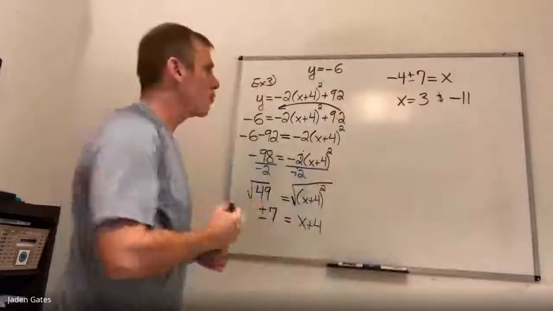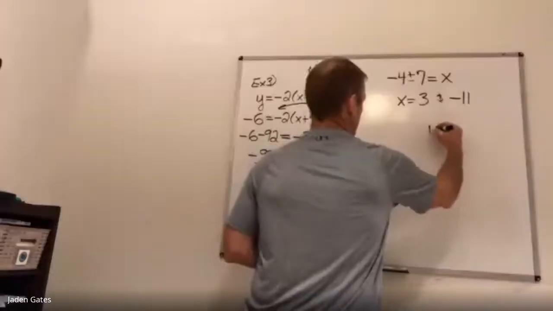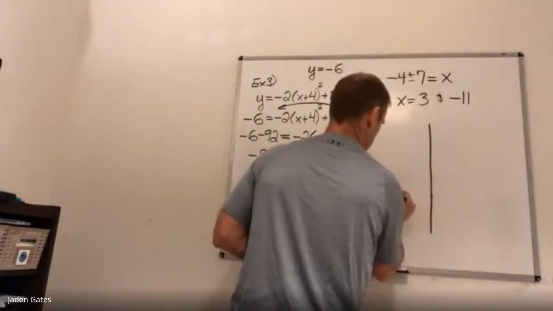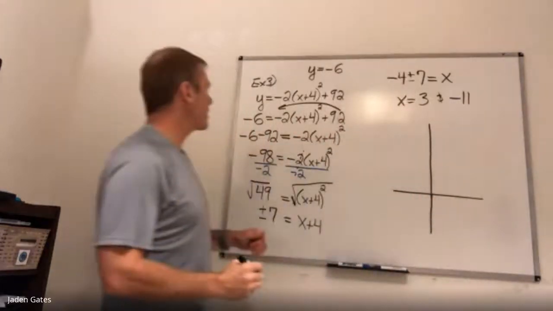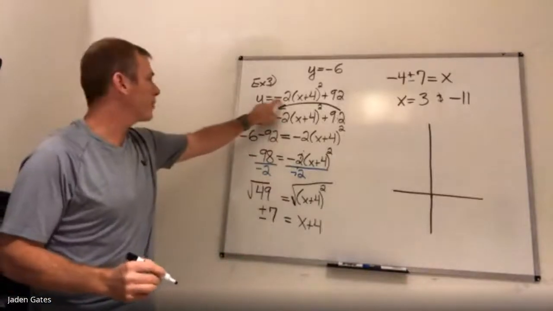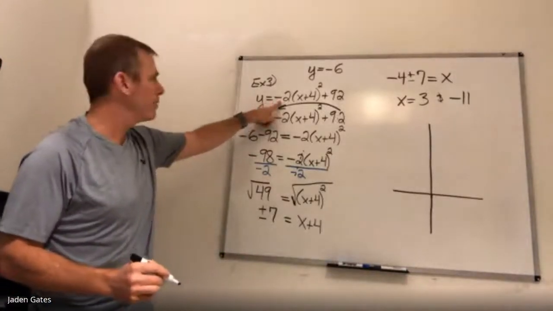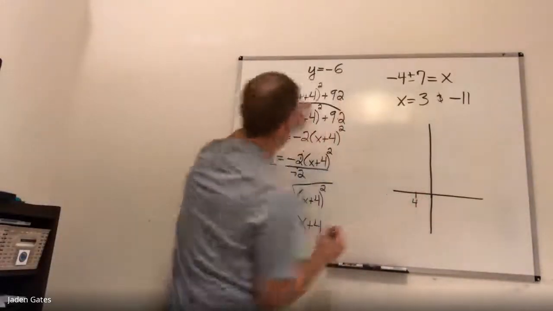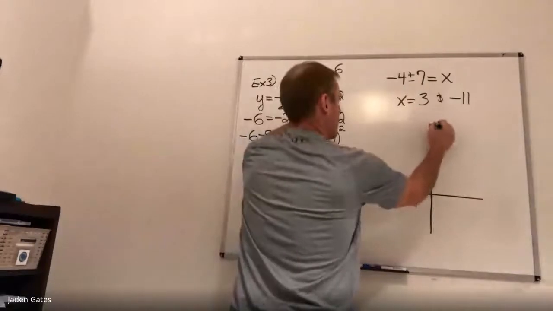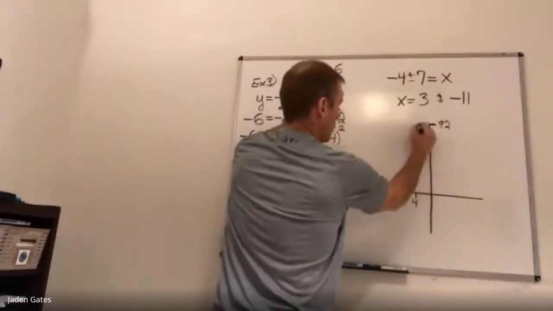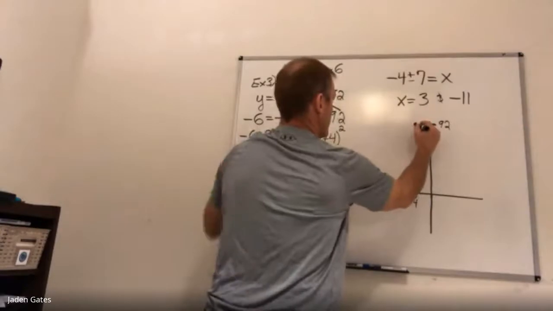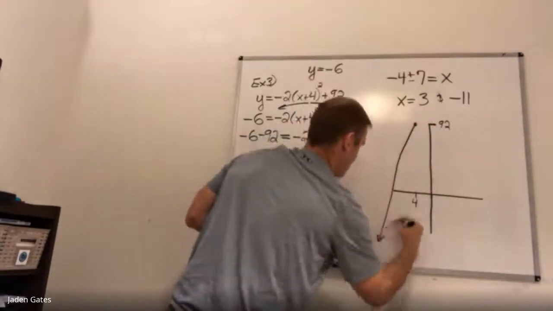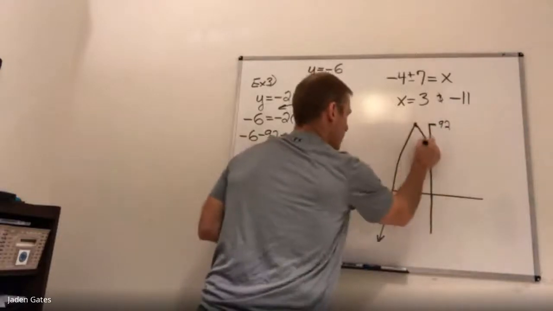Okay, a sketch. What does that look like? Again, I said this parabola opens down because the a value is negative, because our steps would be negative. It's left 4. That's the vertex, but up 92. Okay. Again, just a sketch. So there's my vertex. We'll go like this.